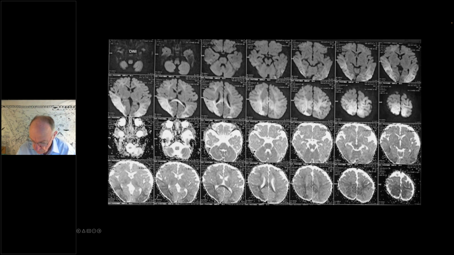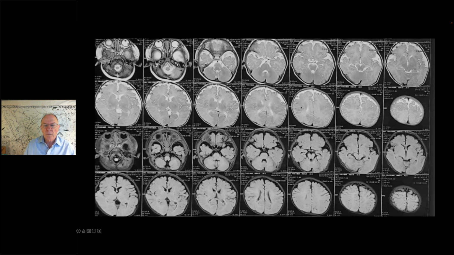Some areas of the cortex are also involved in the bilateral parietal and occipital regions. The deep brain nuclei are spared. The lesions do not appear to be confined to a vascular territory. On the T2 sequences, the corresponding areas on the diffusion are hyperintense. So based on that, we initially thought of a possibility of viral encephalitis or infection-related changes.